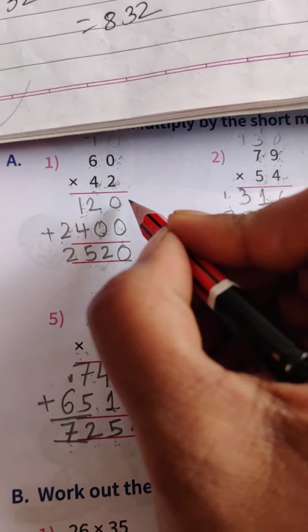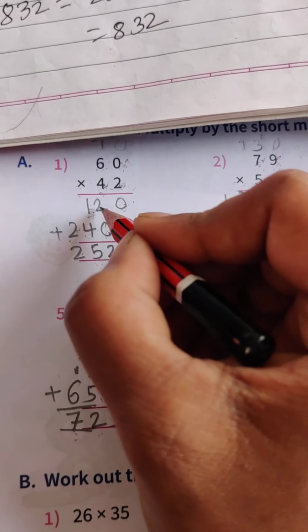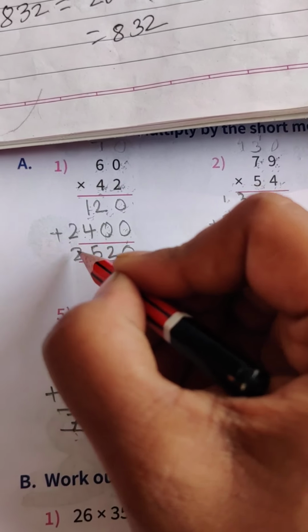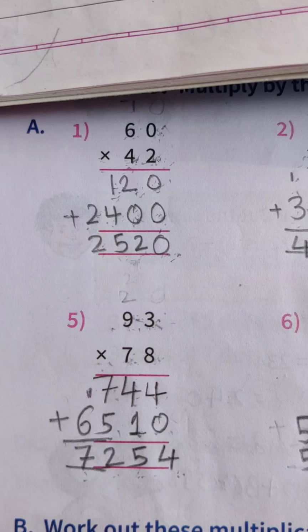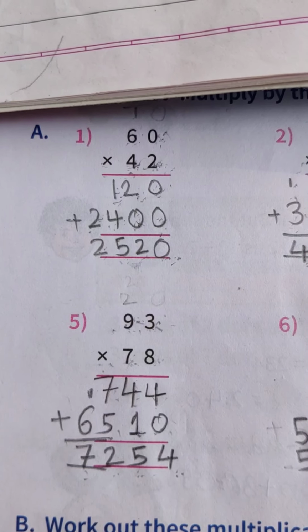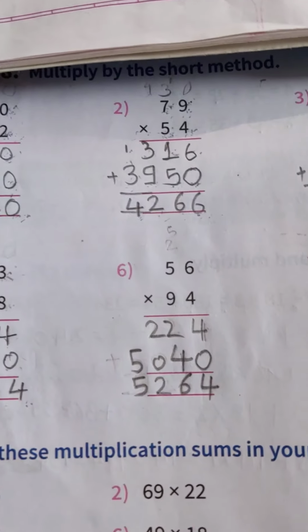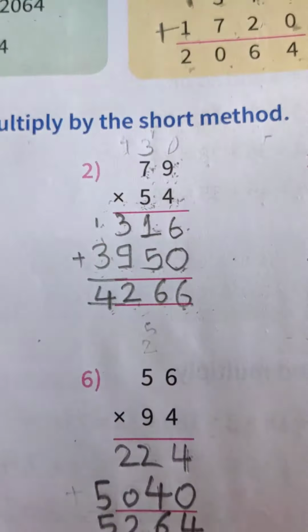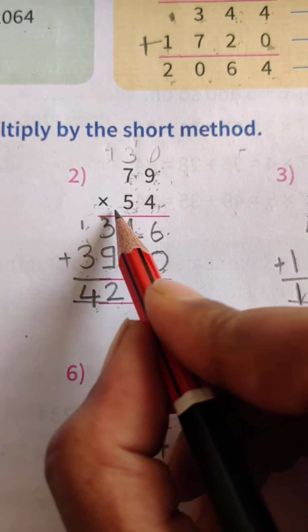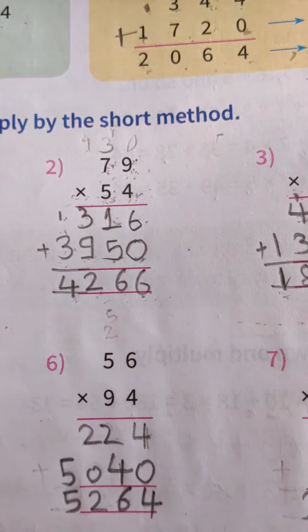Now we will do addition. 0 plus 0, 0. 2 plus 0, 2. 1 plus 4, 5 and 2. So how much is the answer? 2520. 2520 we are getting as the answer. Now look here, example number 2. What is example number 2? 79 multiply by 54.